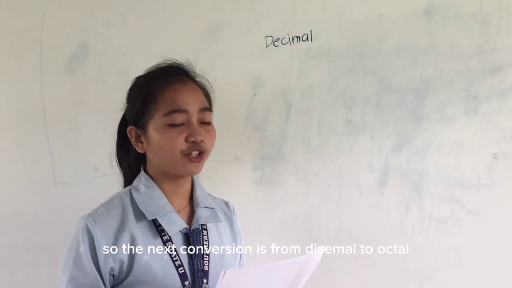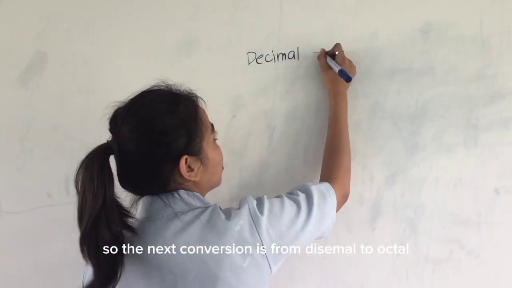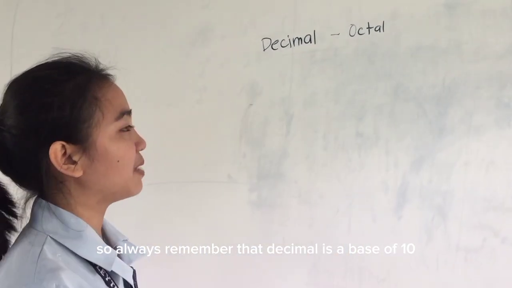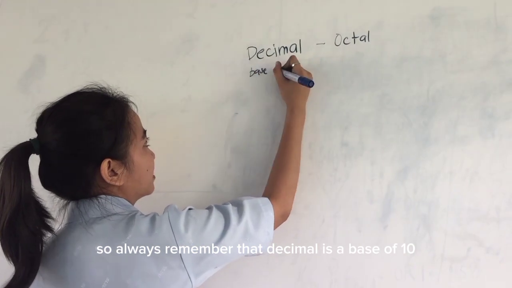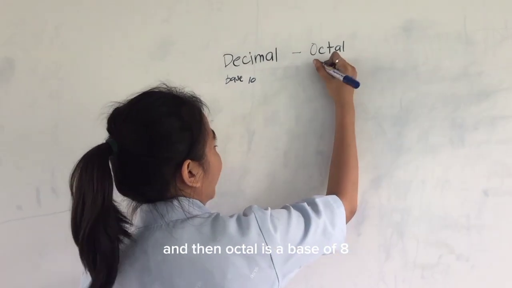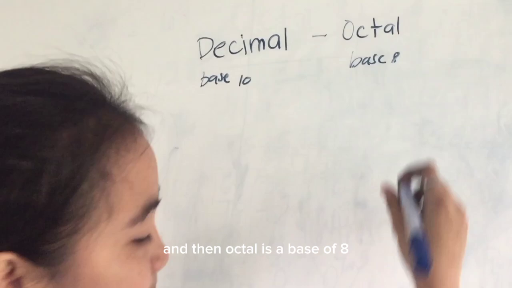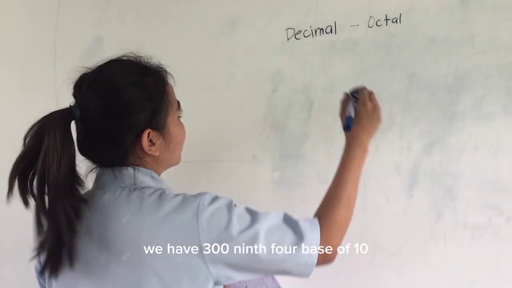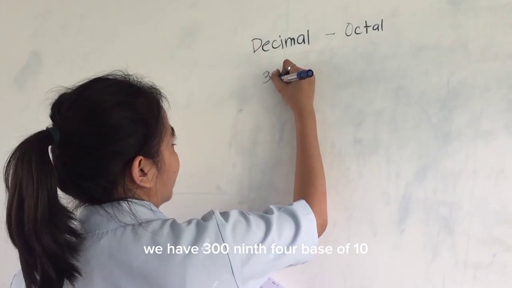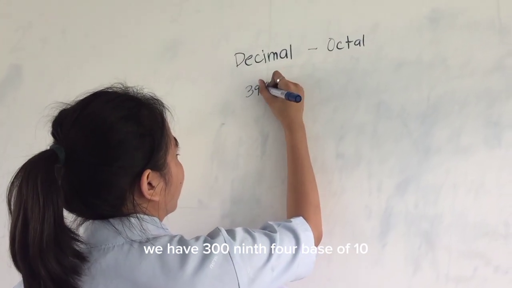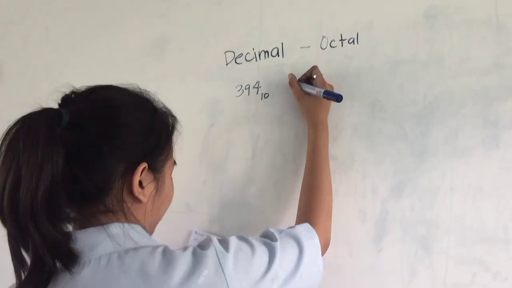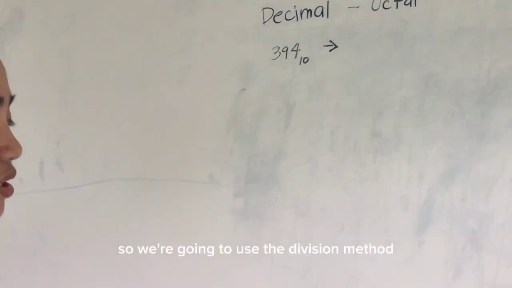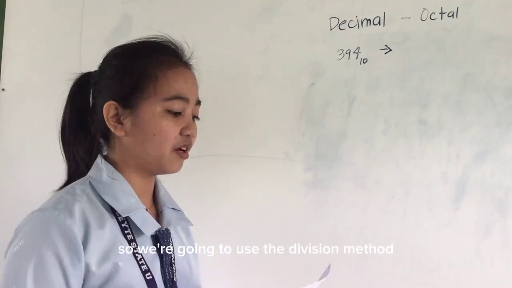So the next conversion is from decimal to octal. So always remember that decimal is a base of 10, and then octal is a base of 8. So for example, we have 394 base of 10, and then we're going to convert it to octal. So we're going to use the division method.